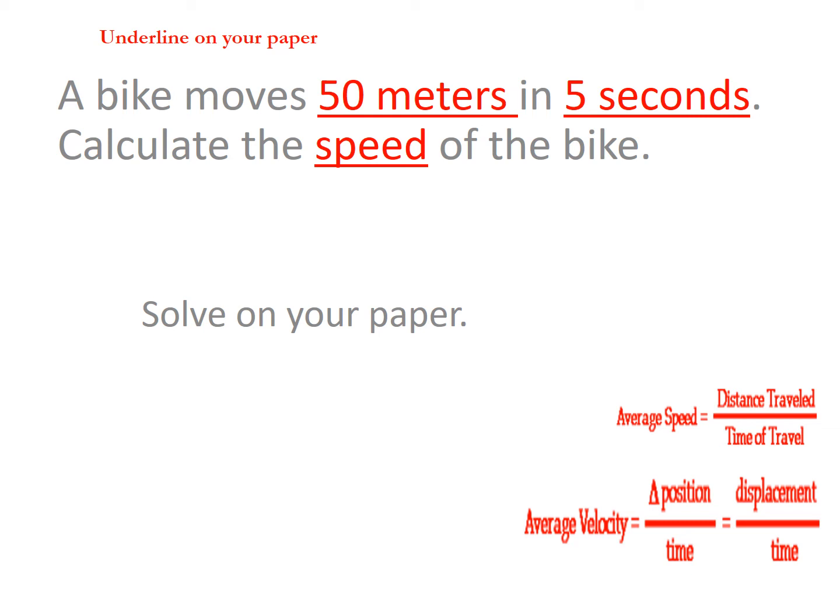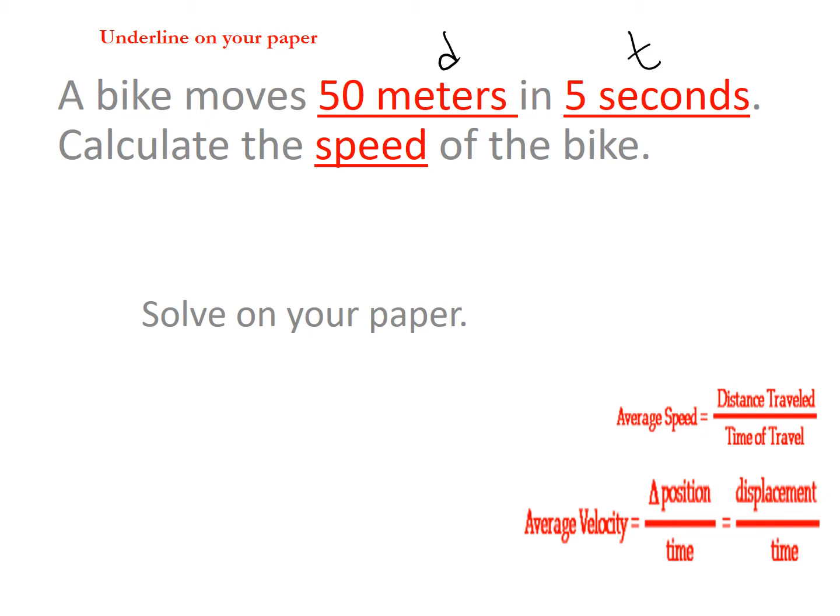So a bike moves 50 meters in 5 seconds. Calculate the speed of the bike. With these problems, it's very good to underline your information. So they give me distance, which is 50 meters. And they give me time. They're trying to find speed.